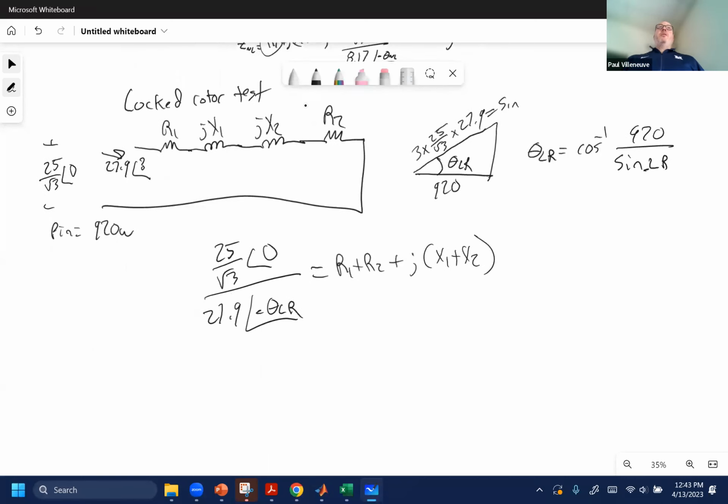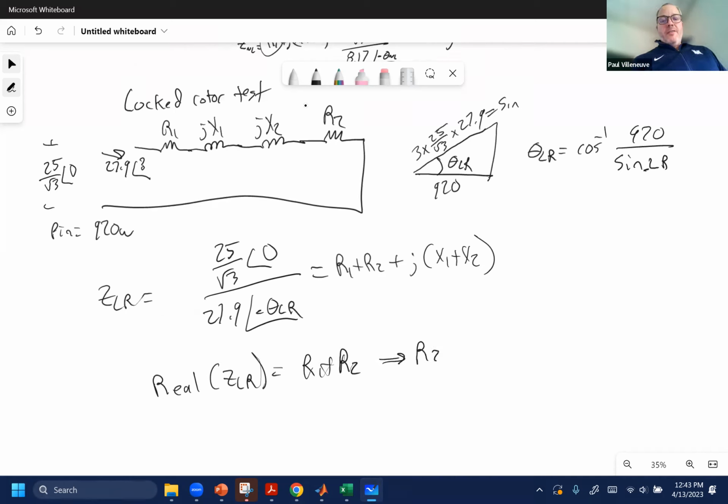Now be careful, because, well, let's do the real part. So the real part, and let's call this Z locked rotor. The real part of Z locked rotor is going to be equal to R1 plus R2. We already solved for R1 from the DC test, so I can solve for R2, which is equal to the real part of the Z locked rotor minus R1.